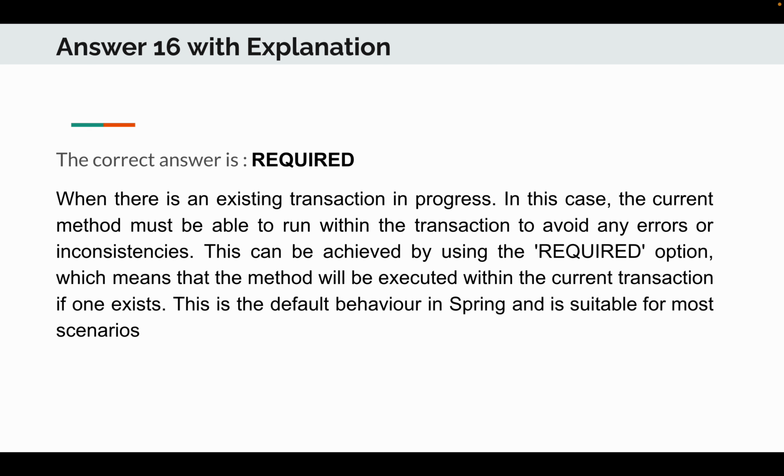When there is an existing transaction in progress, in this case, the current method must be able to run within the transaction to avoid any errors or inconsistencies. This can be achieved by using the required option, which means that the method will be executed within the current transaction if one exists. This is the default behavior in Spring and is suitable for most scenarios.